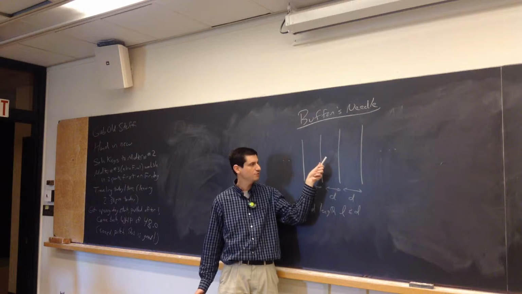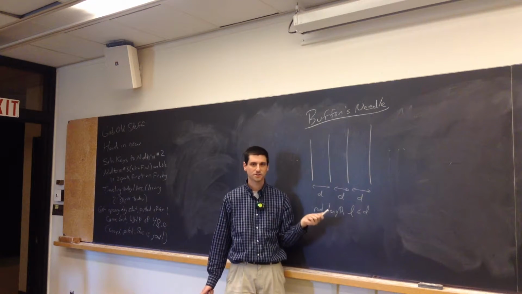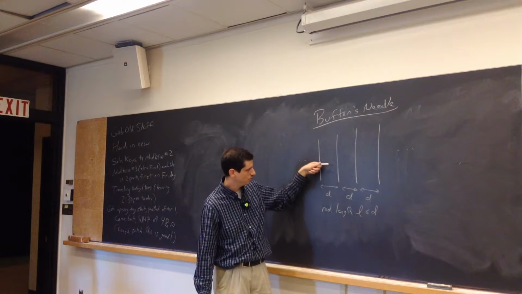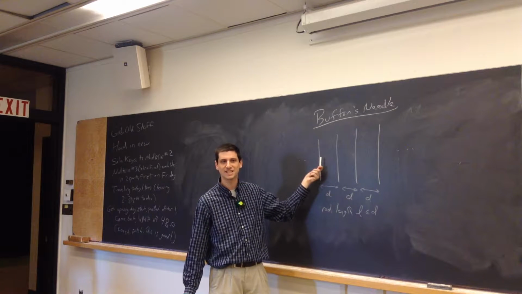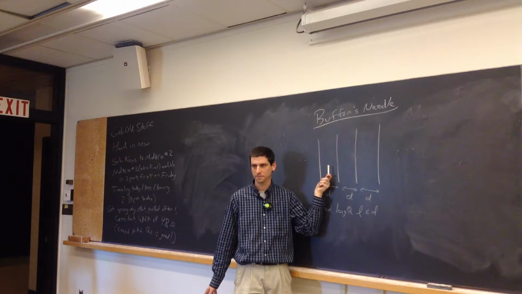Is it possible for the rod to hit 2 lines? Why not? Its length is less than d. It can't hit 2 lines, it's too small. It could hit 1 line infinitely often if you happen to land exactly like that, but the probability of that is 0, so we're not going to worry about it.